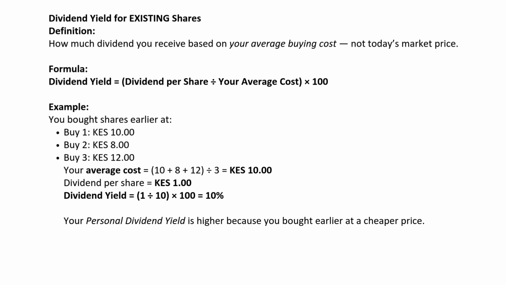If you are to compare with the current price, let's say the current price is 12, then your yield goes down. So your returns go down. Why? Because you're buying at a higher price. But if you bought earlier at lower prices, then it means that averaging, DCA, also increases your returns.